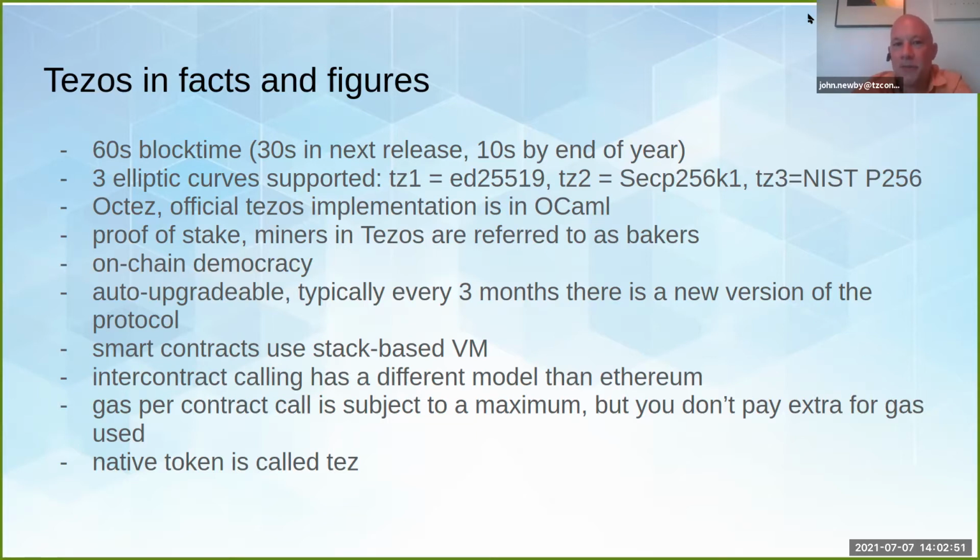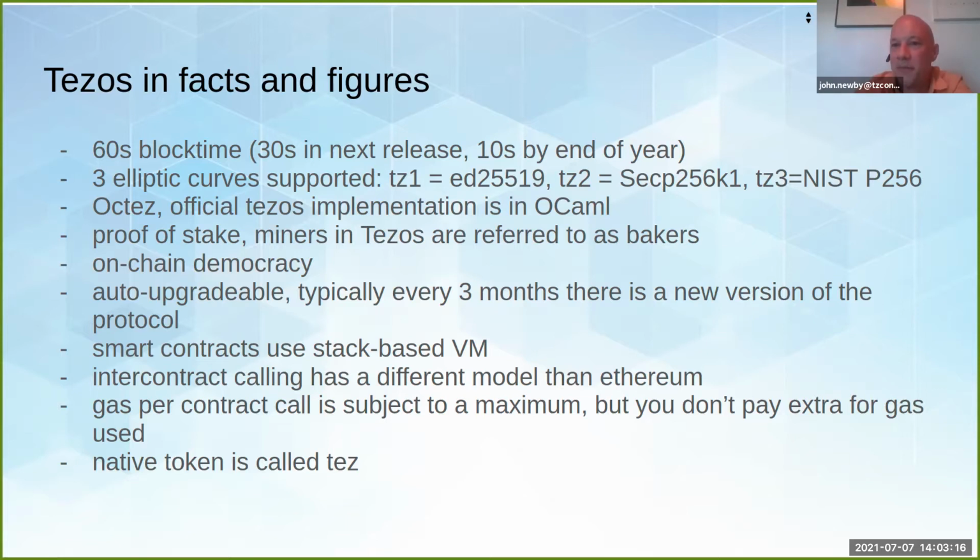The official implementation of Tezos is called Octez and is written in OCaml. There's also a Rust node which is in development. Tezos is a proof-of-stake blockchain, and miners in Tezos are referred to as bakers, which I think is a reference to the French background of Tezos. We have on-chain democracy, and because of this, the chain is auto-upgradable.